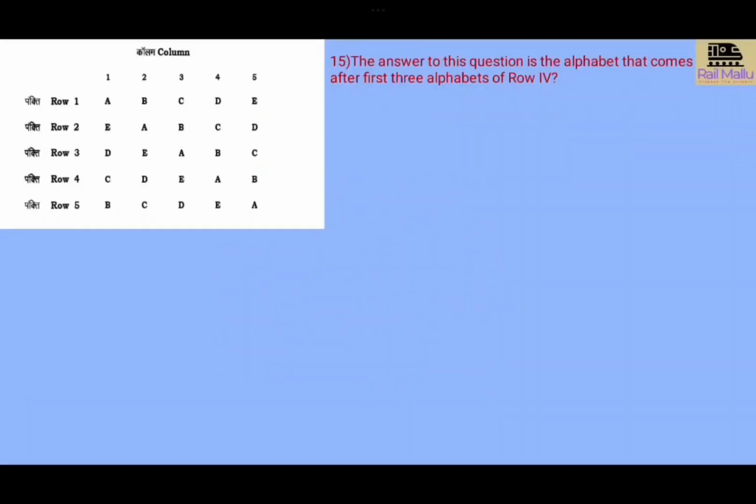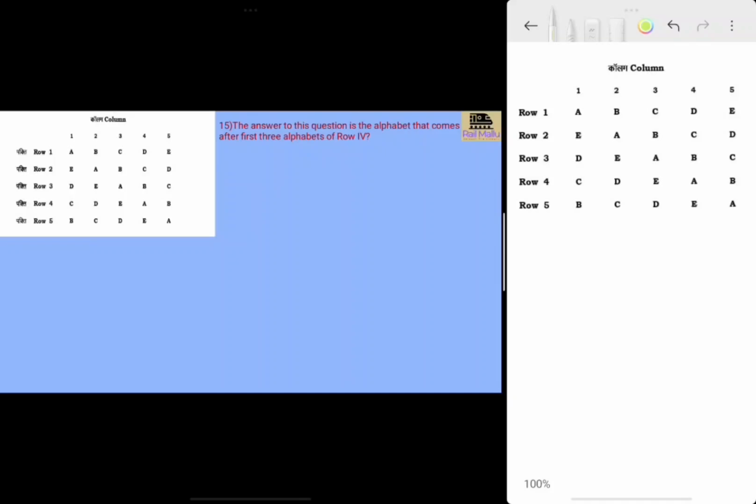The next question is, the answer to this question is the alphabet that comes after first three alphabets of row 4. Which means this is row 4, and the first three alphabets are C, D, E, and the answer will be the alphabet that comes after three alphabets of row 4, which means A is the answer, right?